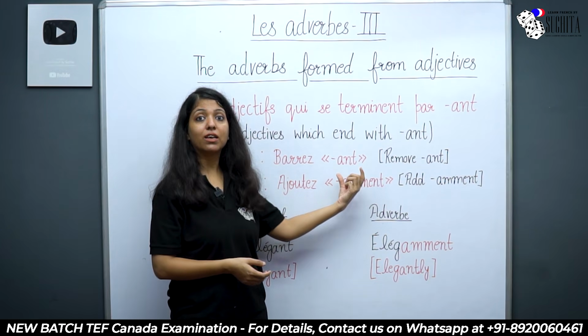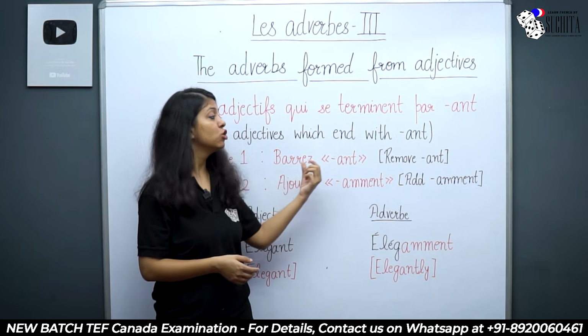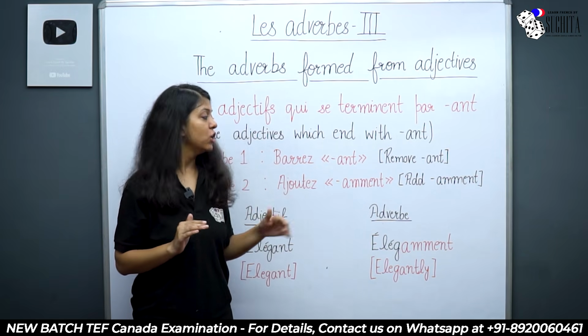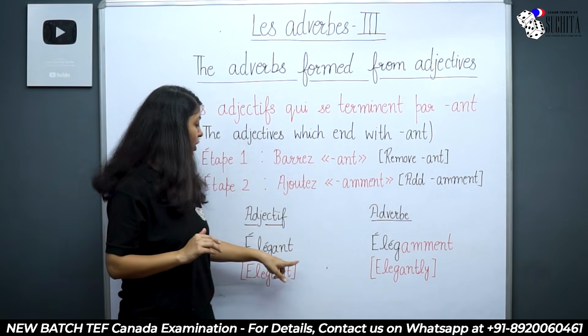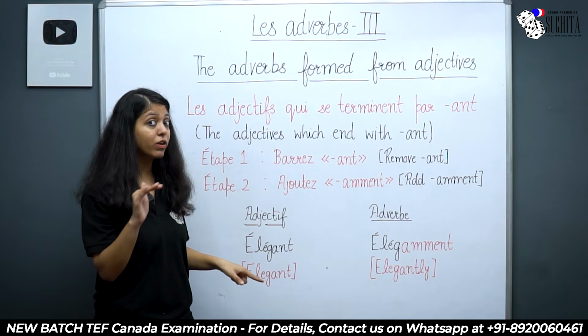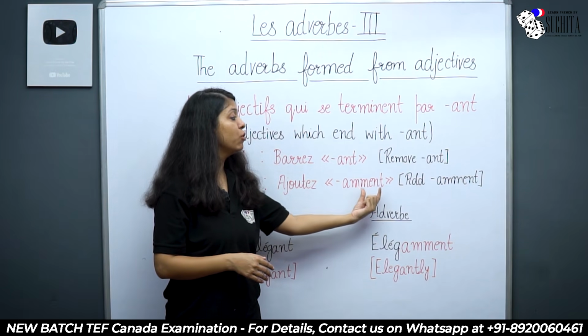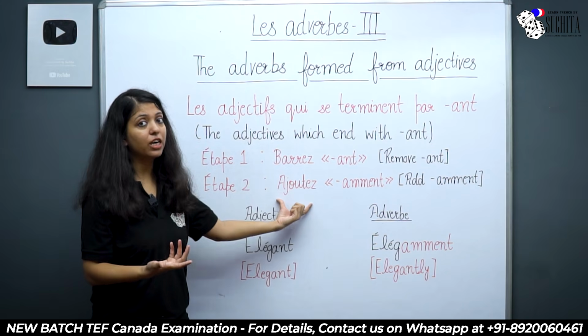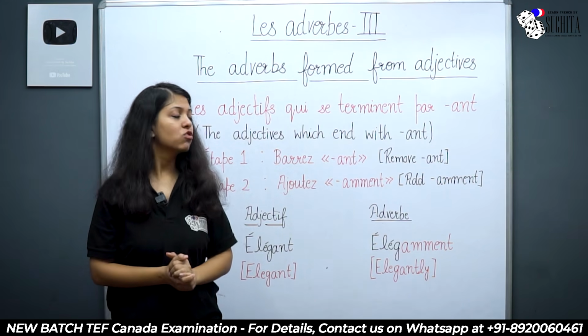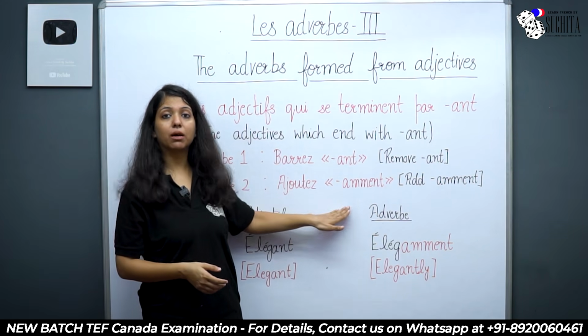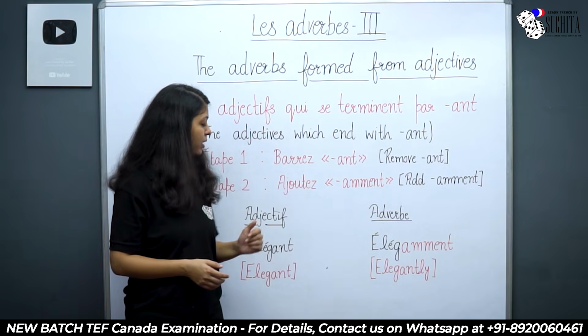Étape 1, what do you need to do? Barrer ant. Barrer means to strike off, to remove. So you will remove ant, whatever ant you have in your adjective. Étape 2, ajouter. Ajouter, again, that's an er verb, which means to add. So what will you do? You will add ament.